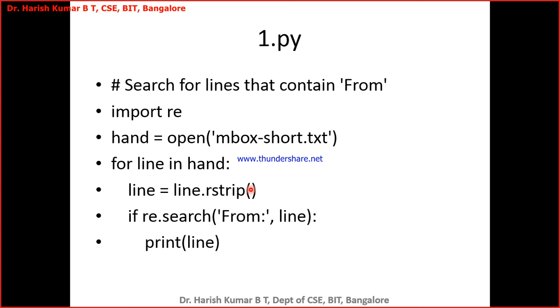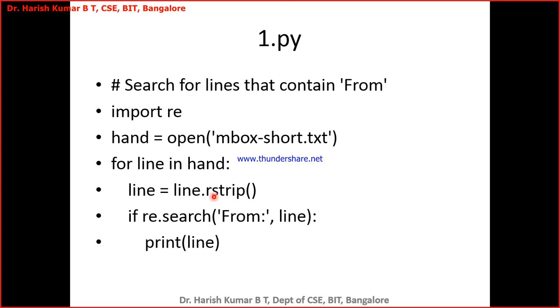If you don't pass any argument, it will by default remove the excess blank spaces towards the right side of the given string. In case you want to strip a specific character towards the right side of the given string, then you can pass that character as an argument to strip. So it will do that. Strip is something similar to the split function.